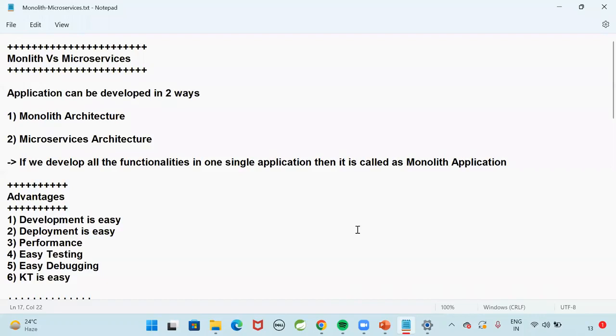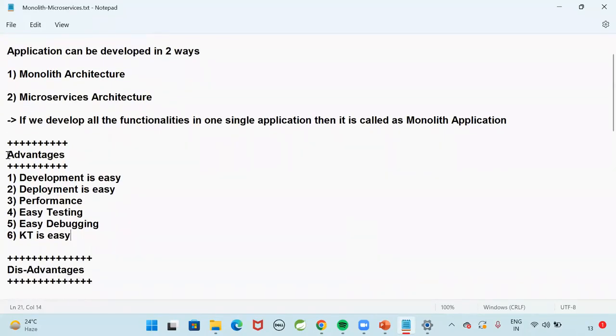When we go for monolith, there are some advantages available. Application development is easy. Application deployment is easy. Scaling the performance is easy, testing is easy, debugging is easy. KT is also easy. KT means knowledge transfer. Explaining your project to new team members is also easy.